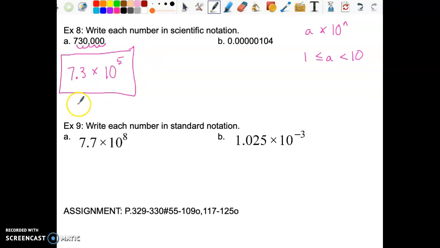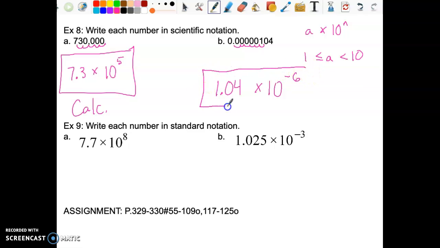Okay, and you can go to a graphing calculator and type this in, and you'll see you'll get the same value. And then this is the same thing. You move your decimal until you get a number bigger than 1. So that's 1.04 times 10, and we count the number of times we moved it. 1, 2, 3, 4, 5, 6. And when it's a very small number, not a negative number, just a very, very tiny decimal, we use a negative exponent. And then we can do the same thing the other way.